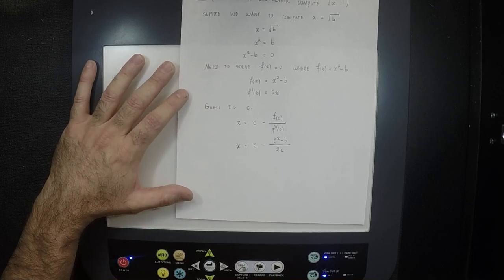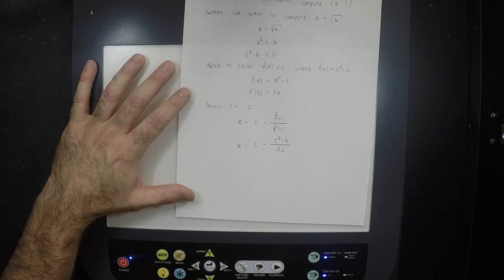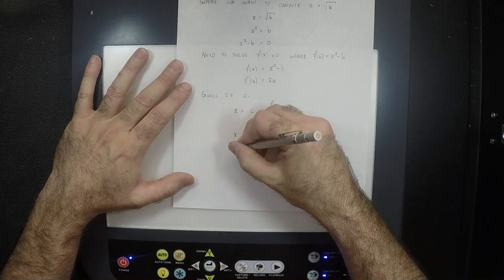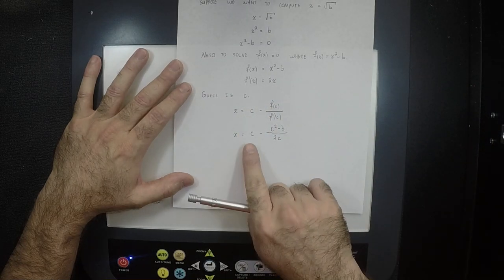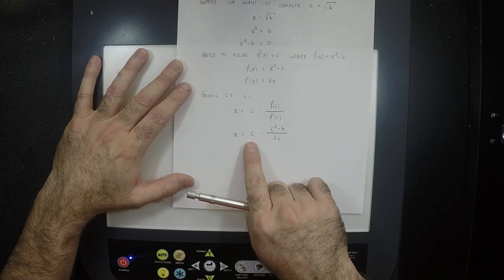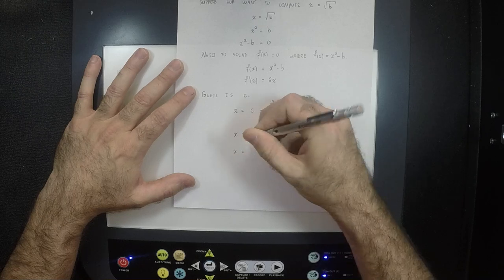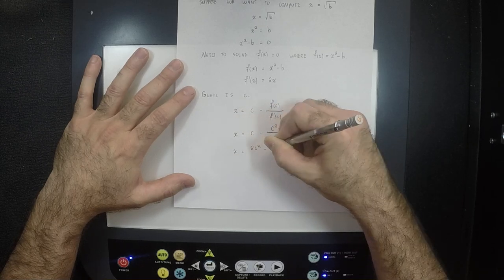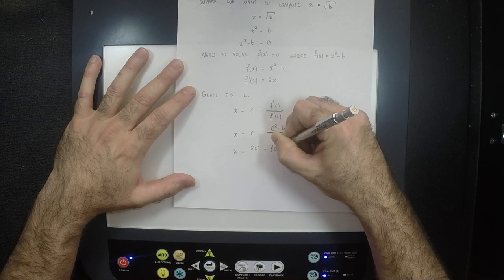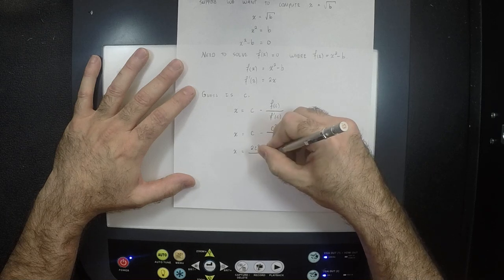Okay, so let's start out by, how about getting a common denominator? Okay, let's get a common denominator. Multiply that first term by 2 over 2? Well, 2c over 2c, right? Because its denominator is 1. So that would give us 2c squared, and then minus c squared minus b over 2c.